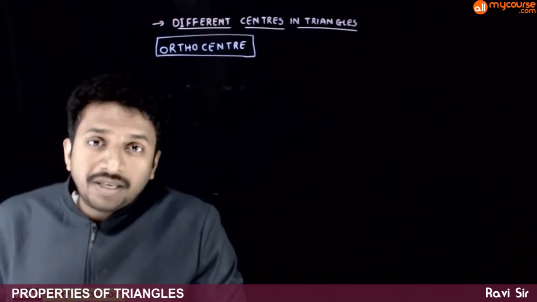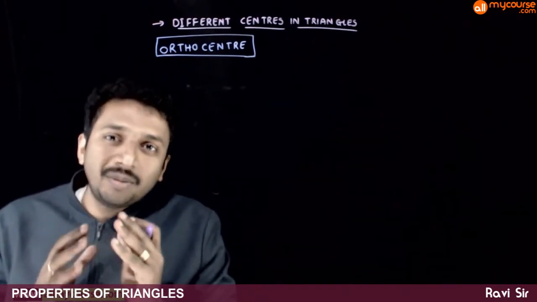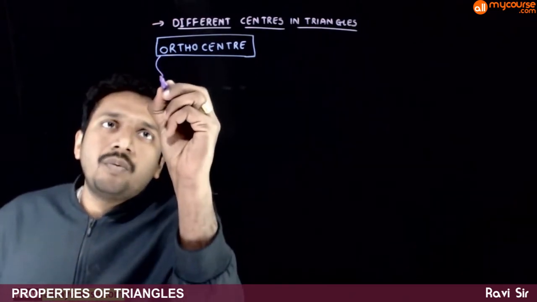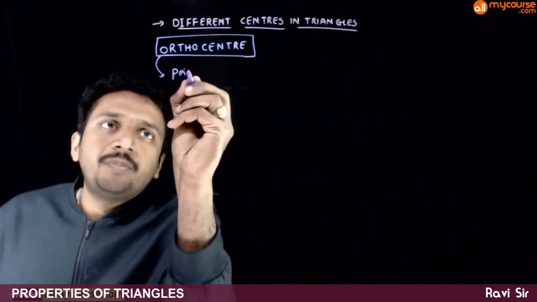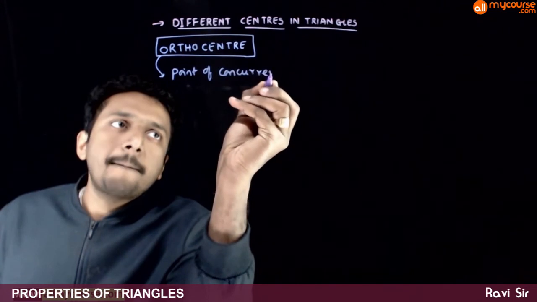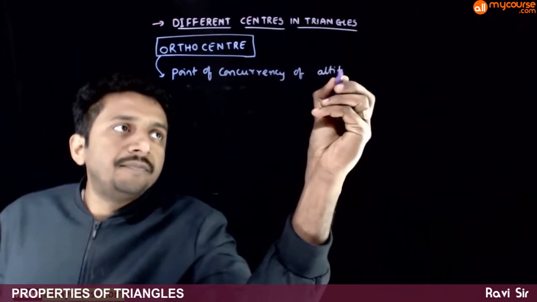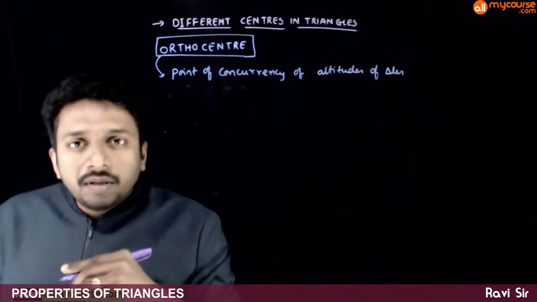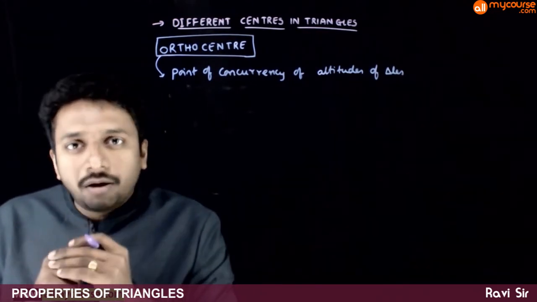So in this video, let us look at what the orthocenter is, and let us look at the properties of the orthocenter. So first, what is the orthocenter? The orthocenter is the point of concurrency of altitudes of a triangle. The point of concurrency of altitudes of a triangle is called the orthocenter.